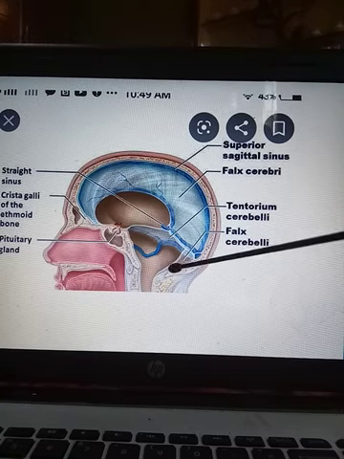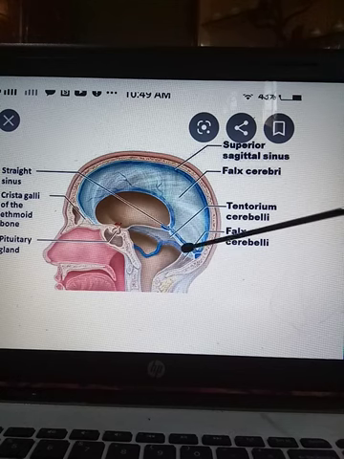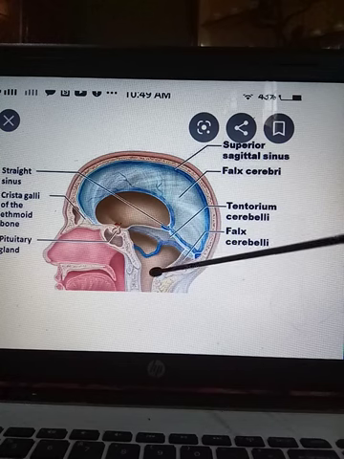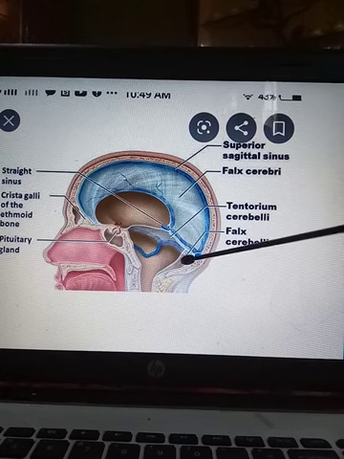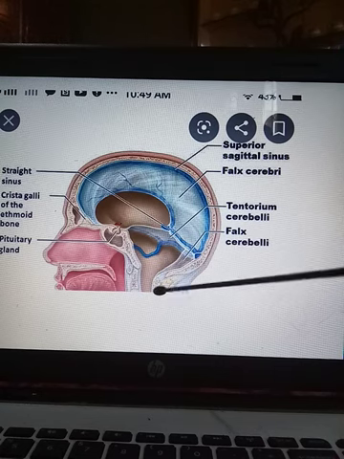This falx cerebelli has an apex and a base. It has an attached border and it has a free border: apex, base, attached border and a free border. The apex blends with the foramen magnum.